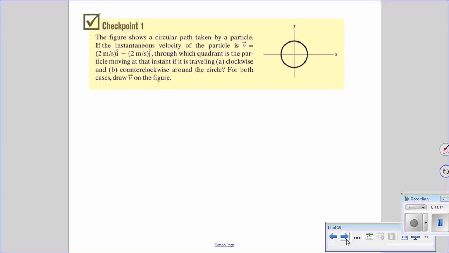All right, so this is, again, just taken out of the book. It says, checkpoint 1: the figure shows a circular path taken by a particle. If the instantaneous velocity of the particle is v equals, and so here's our velocity at a given instant, 2 meters a second times our i unit vector minus 2 meters a second times our j unit vector.